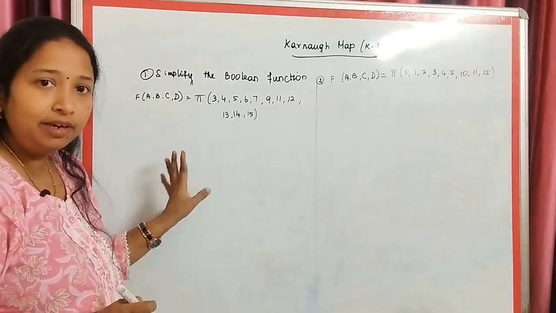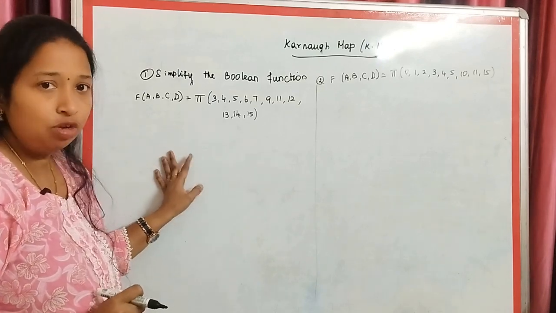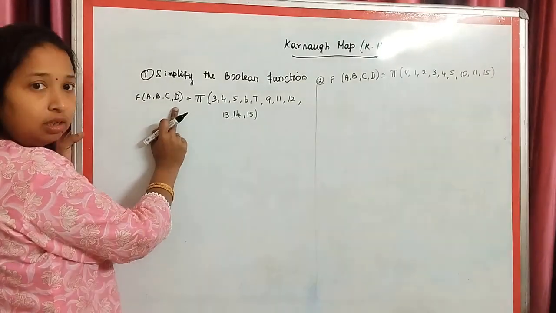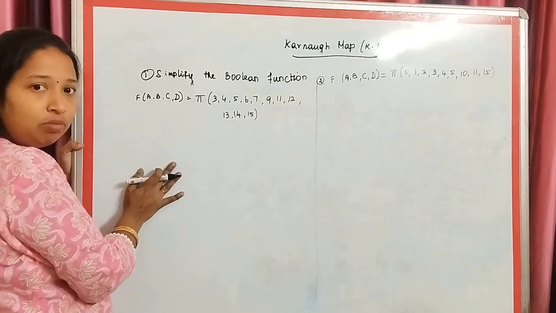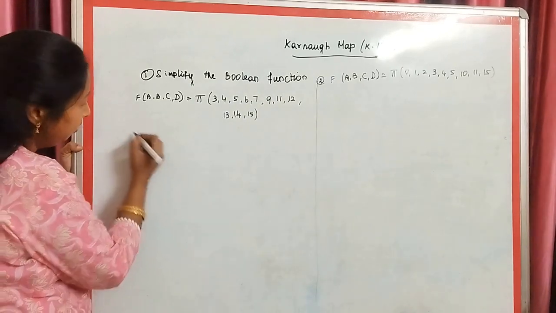What is your first step? You have to identify which variable mapping you'll be choosing. Here, how many variables are there? There are 4 variables. So, which variable mapping you'll be choosing? You'll be choosing 4 variable mapping.